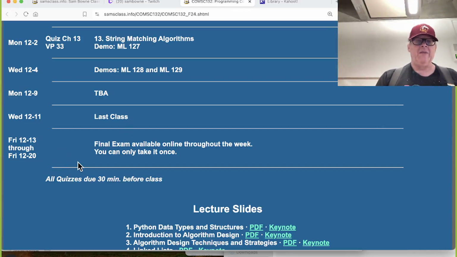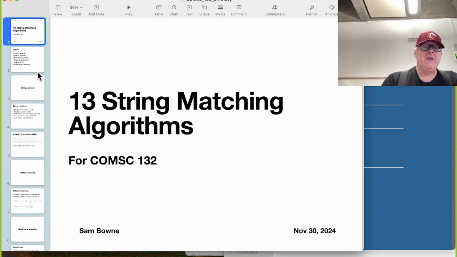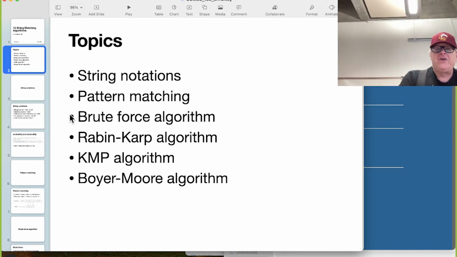Final exam will become available later in December. All right, so let's take a look at this chapter. So string matching. We're going to talk about how it works and then 4 major algorithms for it.